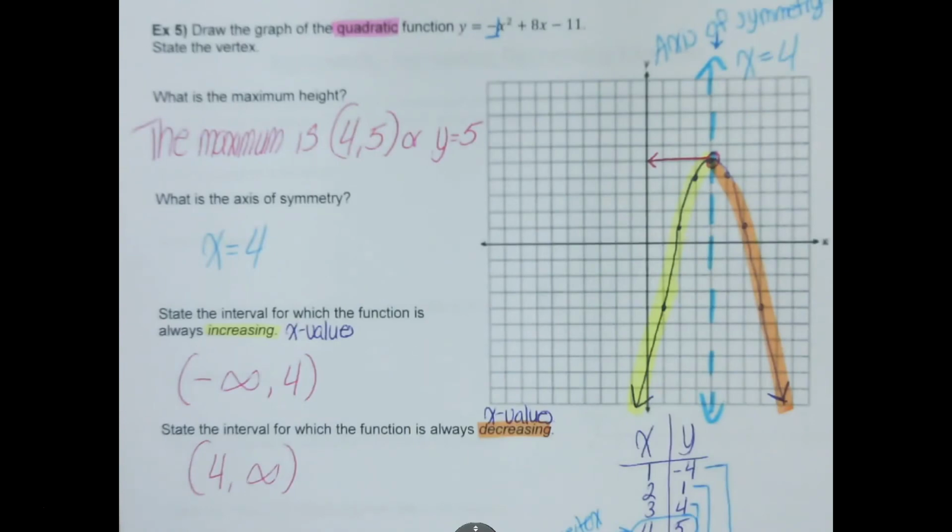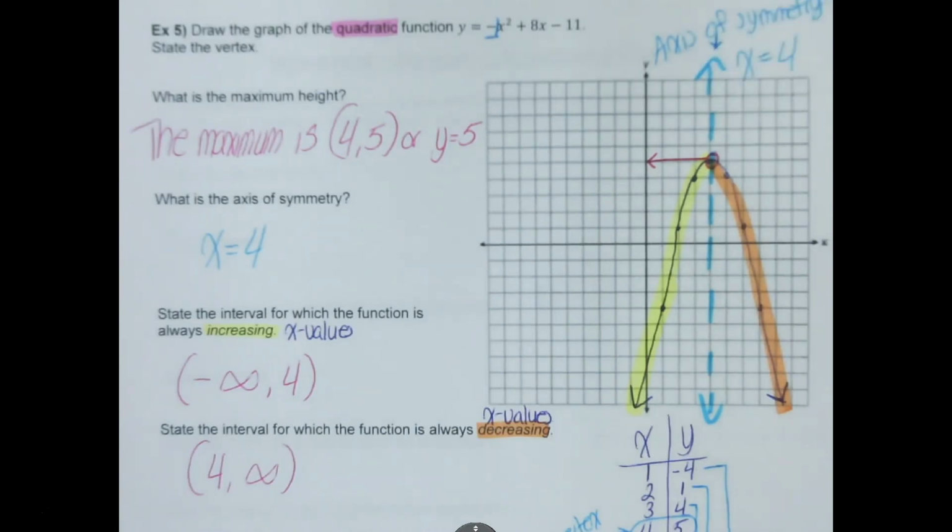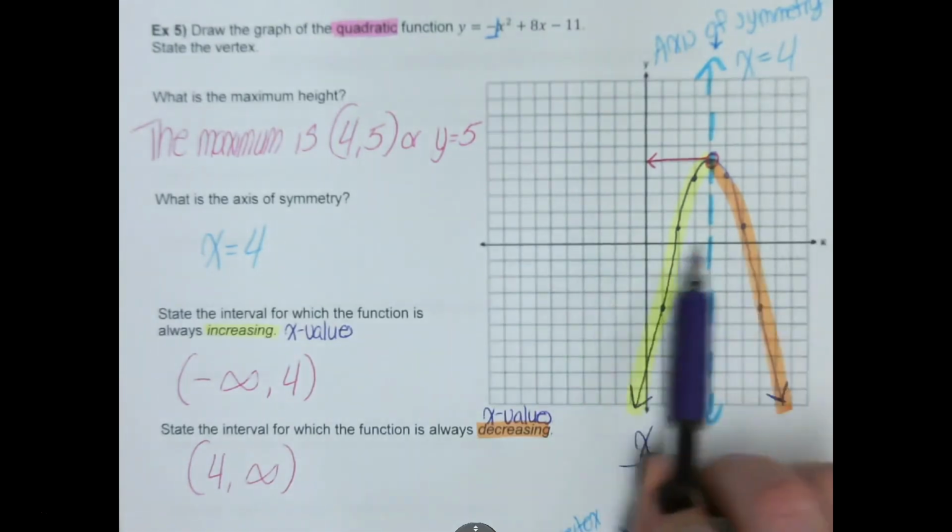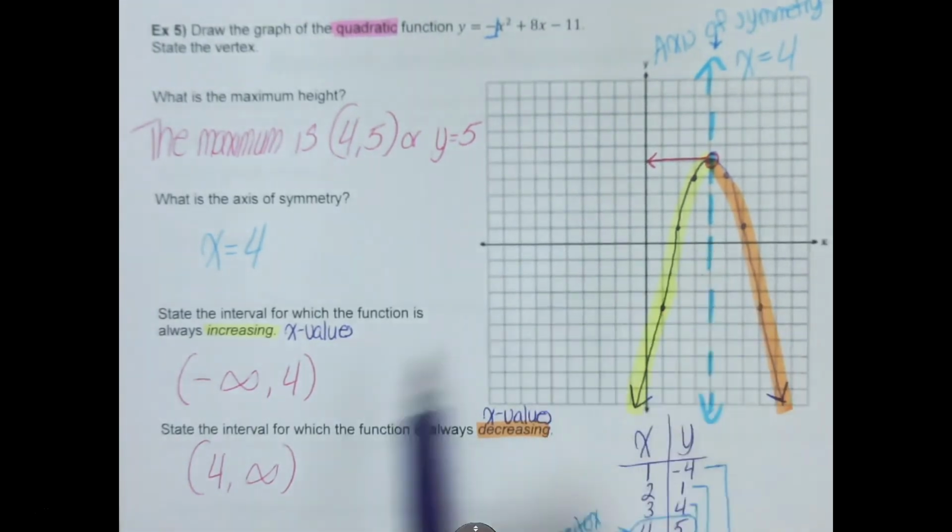Next, it says, what is the axis of symmetry? Well, if something is symmetric, that means it looks exactly the same on both sides when you cut it down the middle. So if I highlight this blue line straight down the middle, I know that's going to be my axis of symmetry. And that's going to be the equation x equals 4 because it's hitting my x-axis at the value of 4.